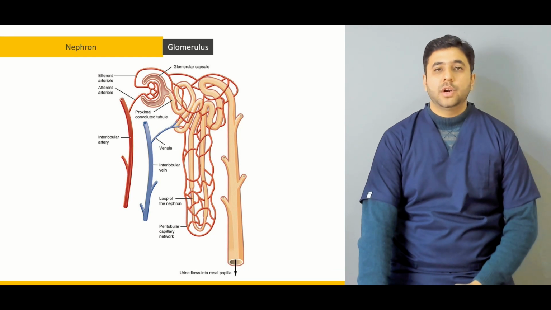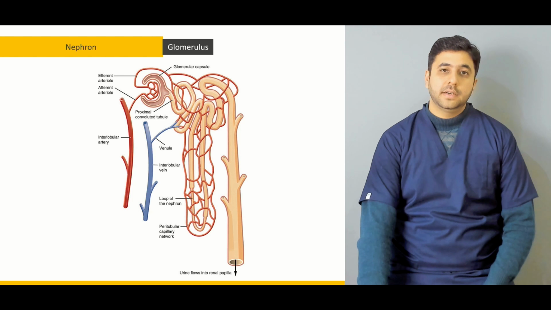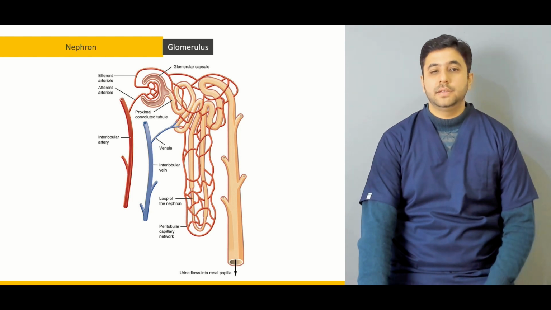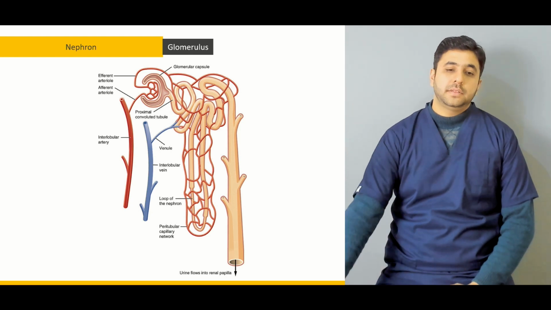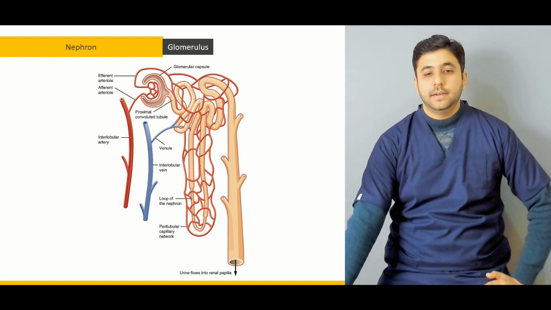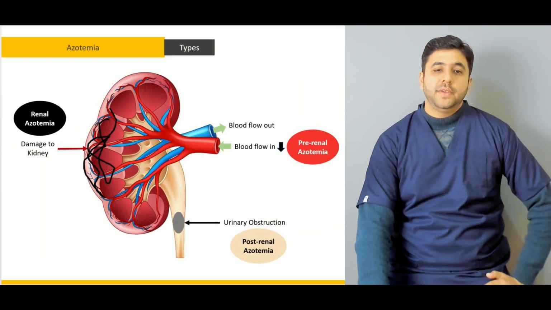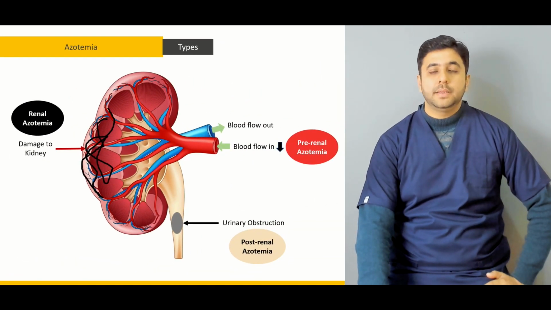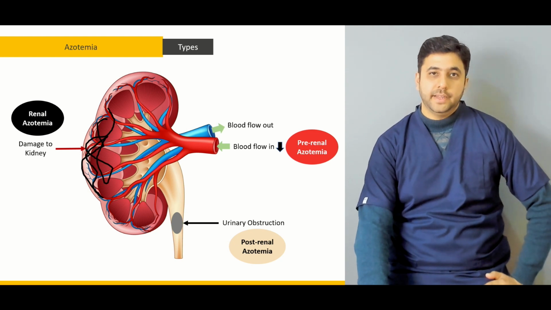It's always good to start off with the basics. We're going to look at or revise the anatomy of the nephron, the various physiological processes that can occur, the blood supply of the kidney, and afterwards, when we have refreshed our basics, we are going to delve into the main topic of discussion today, which is azotemia or acute kidney injury.